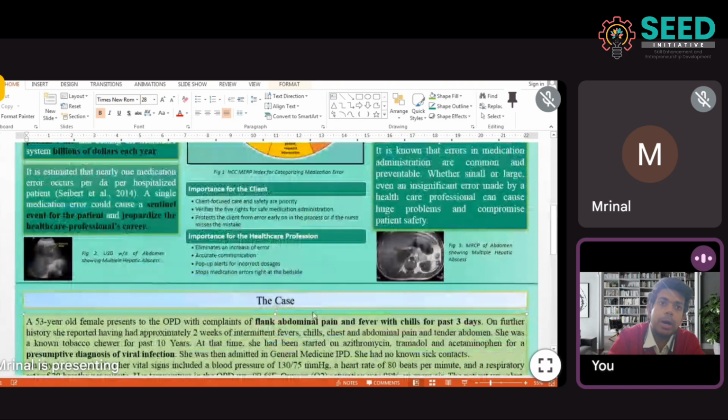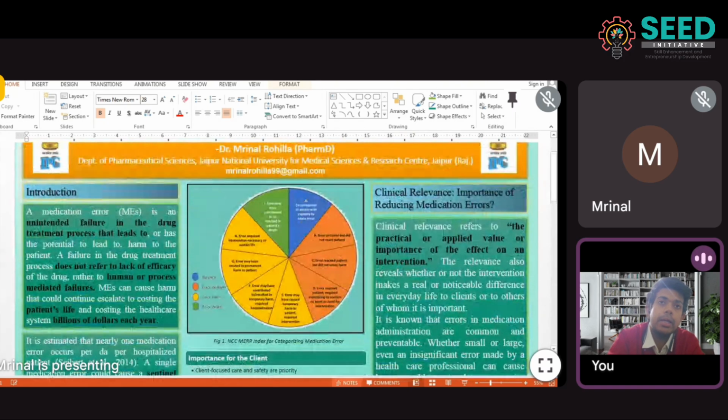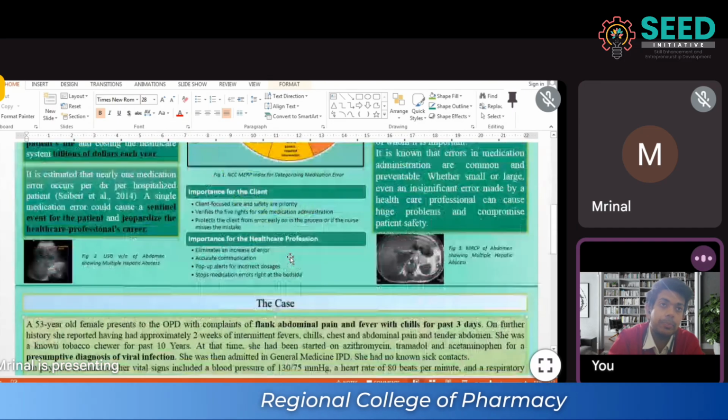If we come to the pie chart once again, this is a type D error, in which the error reached the patient, but monitoring was required for further investigation. If the error was not rectified soon enough, it could have resulted in harm to the patient and may have caused a potential death.